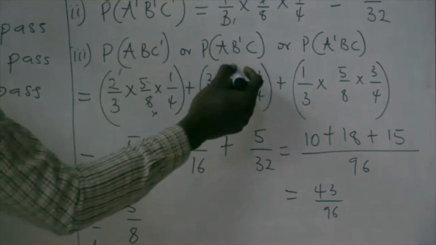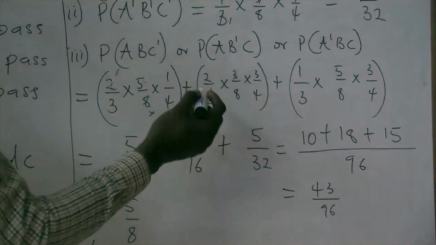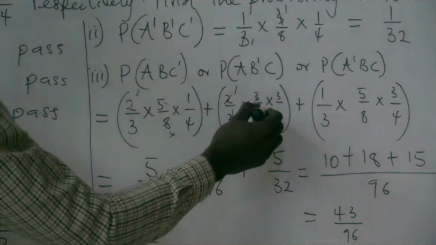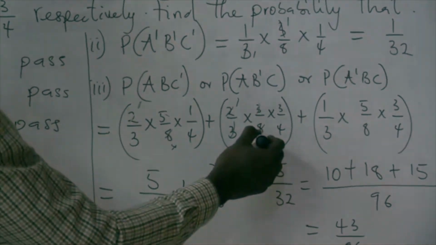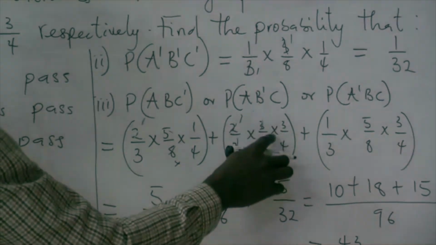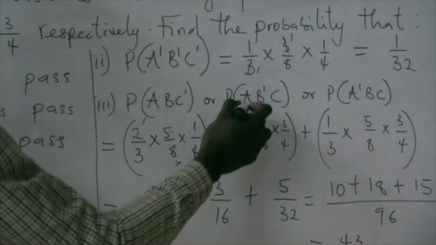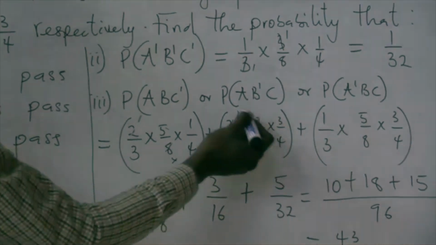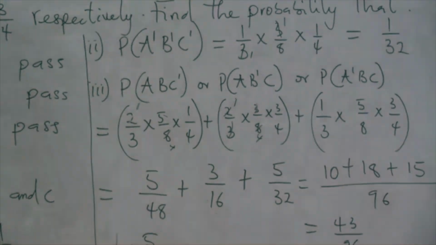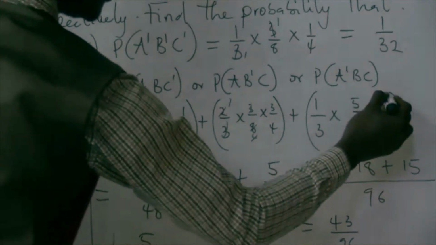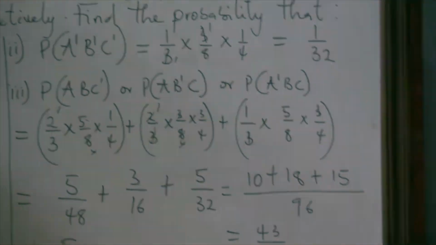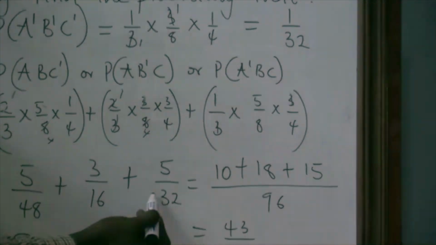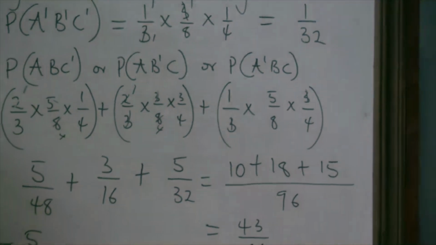The same thing goes here. This 3 can cancel this 3. 2 here 1, 2 here 4. So that's 4 times 4, 16. 3 times 1, that's 3. And lastly, 3 here can cancel this 3. Then we have 5 divided by 32, 8 times 4.